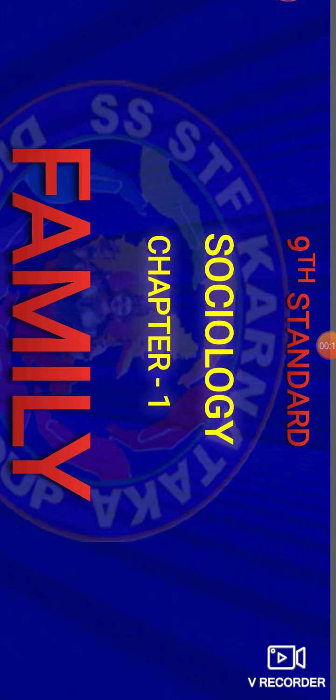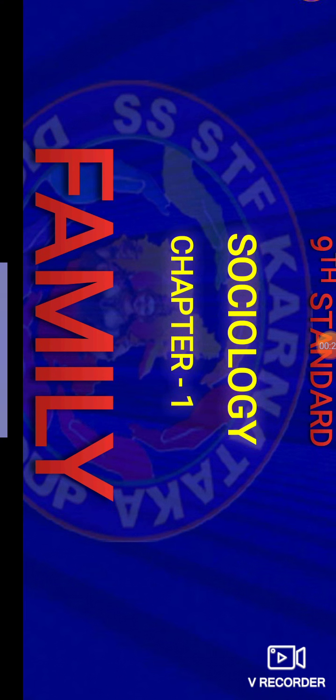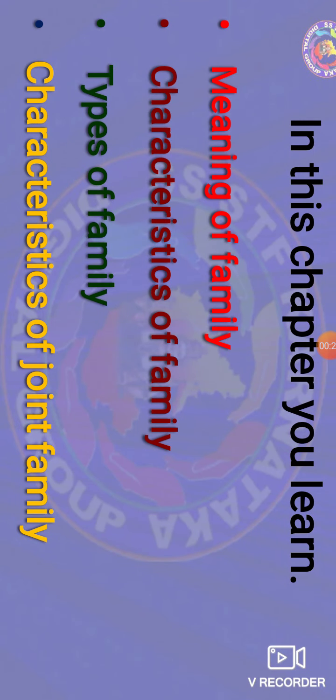Today we are going to discuss the ninth standard social science chapter one, Family. In this chapter, the main objectives we have to learn are the meaning of family, the characteristics of family, the types of family, and the characteristics of joint family. Those are all the objectives we have to learn in this class.